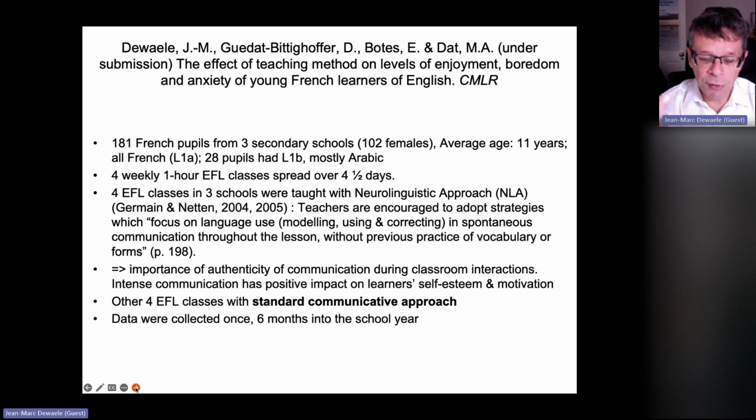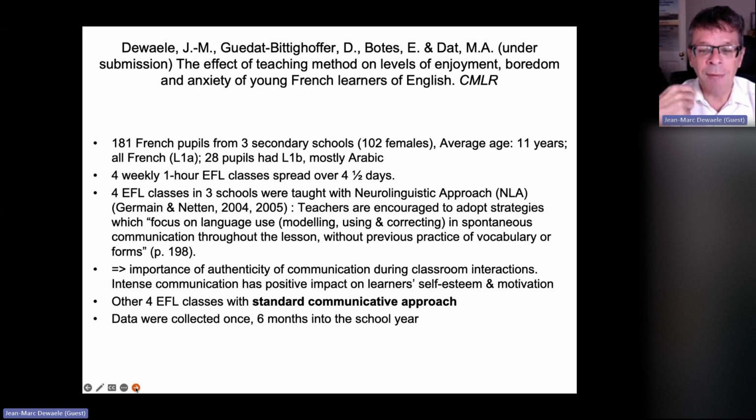So teachers ask what students feel, what they think, what their opinions are, and they themselves give their feelings, their opinions. So this seems to have a positive impact on learners' self-esteem and motivation, because it's clear that the teachers are interested in them. So the teachers are not talking over their heads, they are involving them and they pay attention to them. And the other four classes had standard communicative approach. It's called communicative approach, but it still includes lots of grammar exercises, lots of writing, translation stuff.